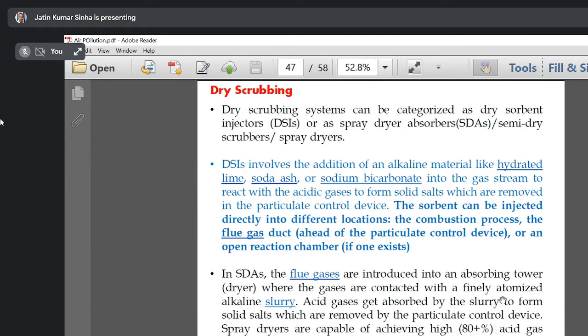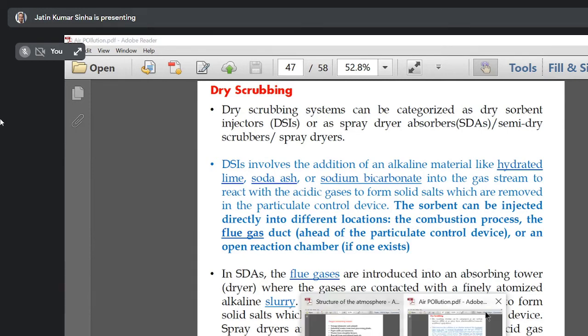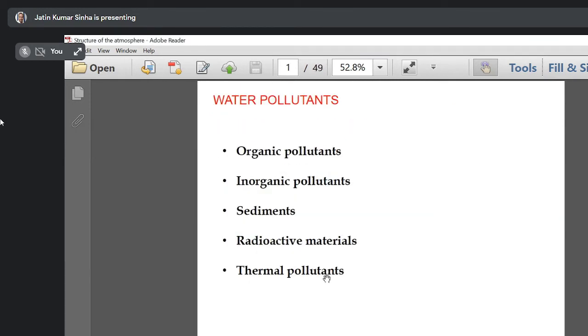Next we'll be discussing water pollution. Let me go to that slide. Yeah. So in this category, the water pollutants we will be discussing are the organic pollutants, the inorganic pollutants, the sediments, the radioactive materials, and then come the thermal pollutants.